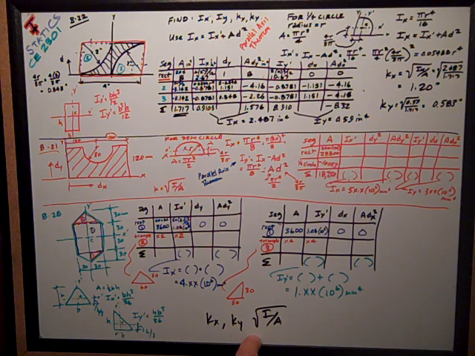Radius of gyration is real easy. k is just the square root of I over A of the respective axes.